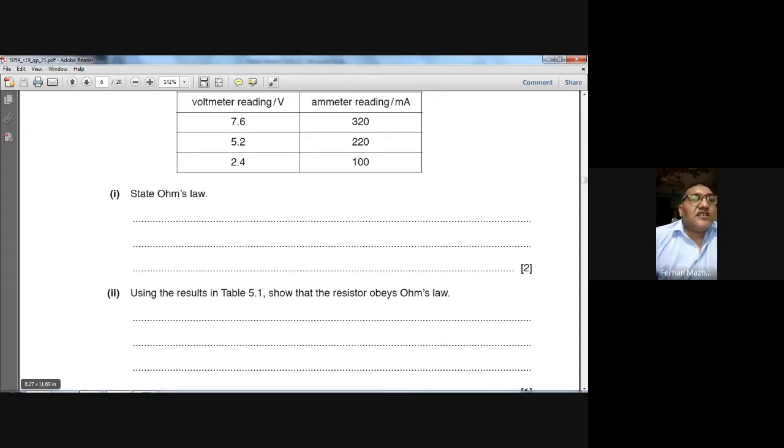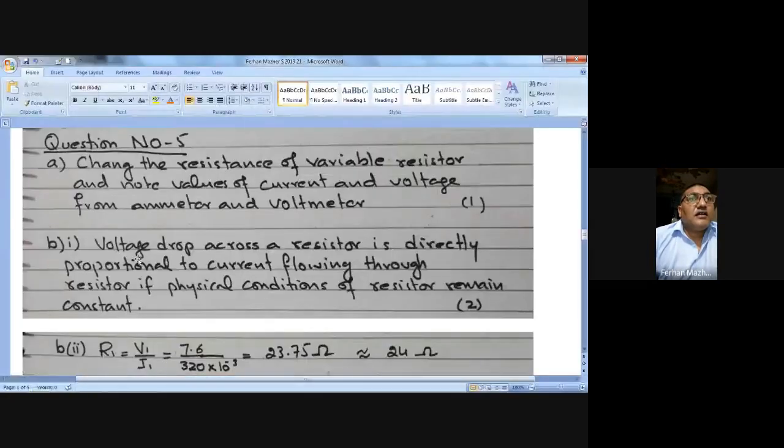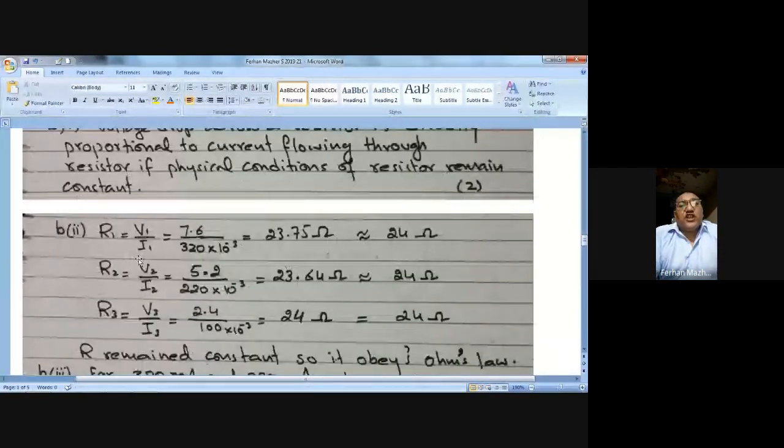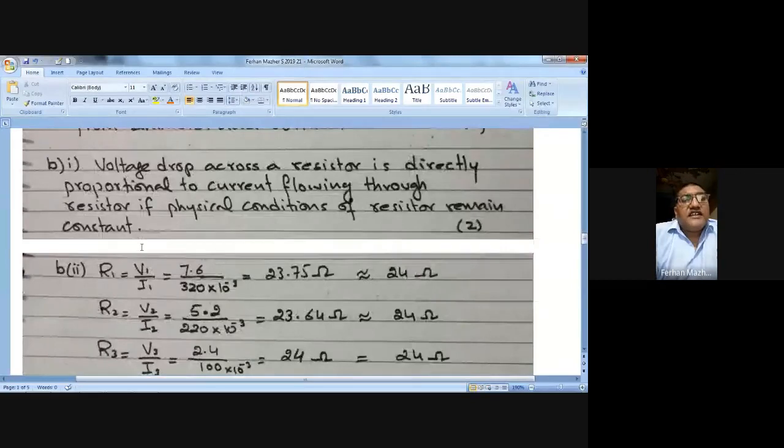I have written this answer also. Let me show you that. B first part, the statement of Ohm's law. It says: voltage drop across a resistor is directly proportional to current flowing through the resistor if physical conditions of the resistor remain constant.